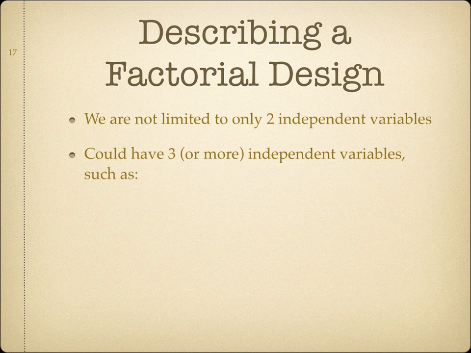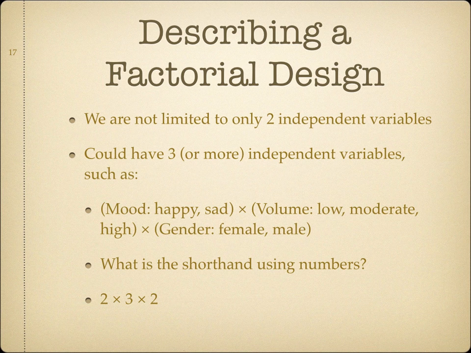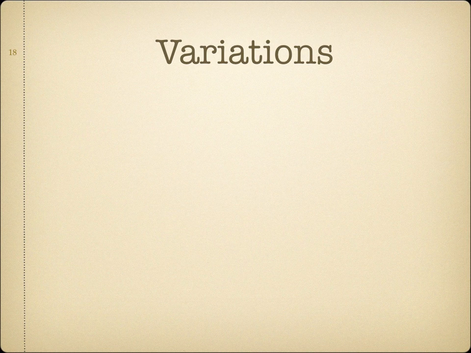We could have 3 or more independent variables, such as mood, happy and sad, volume, low, moderate, and high, and gender, female and male. What's the shorthand for that, using numbers? I'll let you think for a moment. I'm hoping you said 2 by 3 by 2. Though technically you could say 2 by 2 by 3 or 3 by 2 by 2. They would all be equivalent, but 2 by 3 by 2 tends to work a little better, I think. It doesn't really matter.